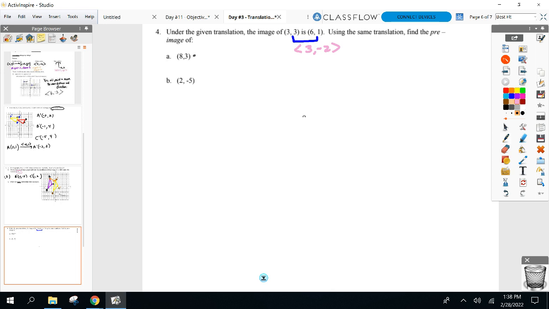Where did I start? So you guys go ahead, take your time, talk to each other if you want. Where did I start each of these? I ended up at 8, 3 and 2, -5. Where did I start then? But you got to use the rule 3, -2 to get there.